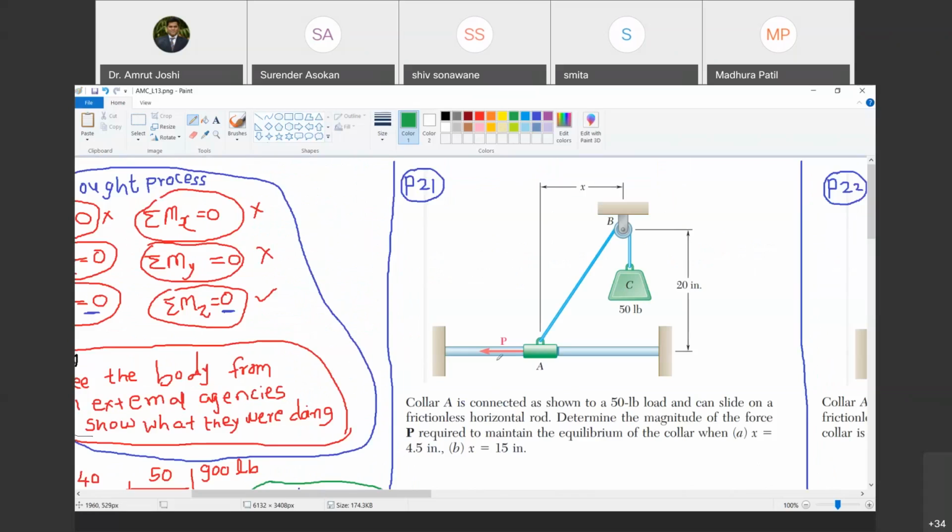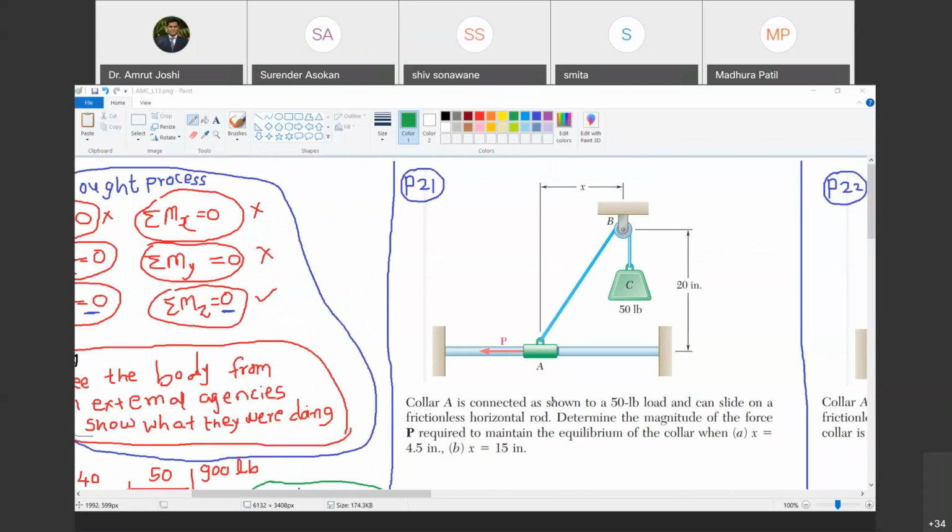Chalo. So Madhura, can you read this problem? A collar A is connected as shown to a 50 lb load and can slide on a frictionless horizontal rod. Determine the magnitude of the force P required to maintain the equilibrium of the collar when x is equal to 4.5 inches and x is equal to 15 inches.